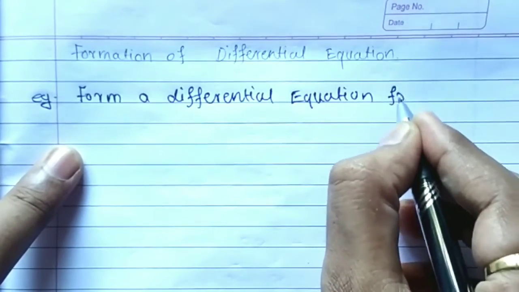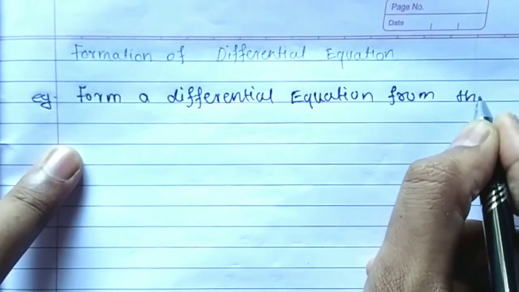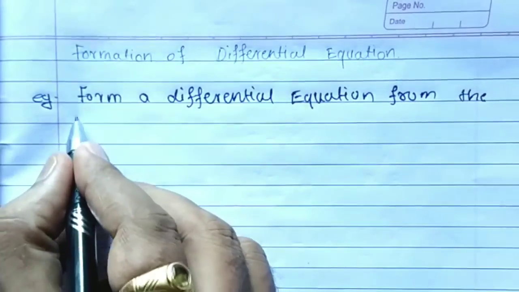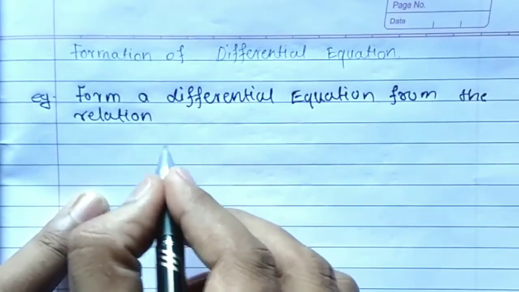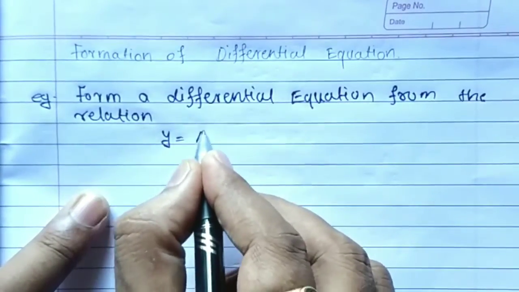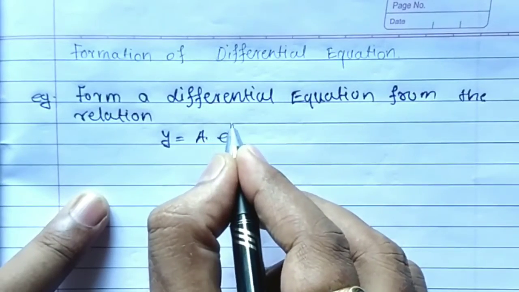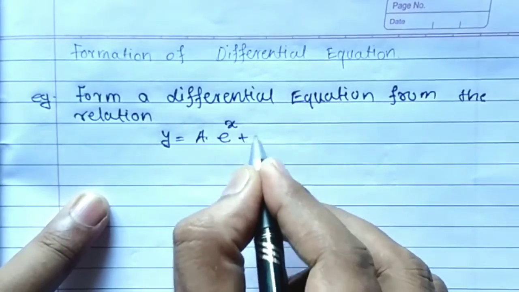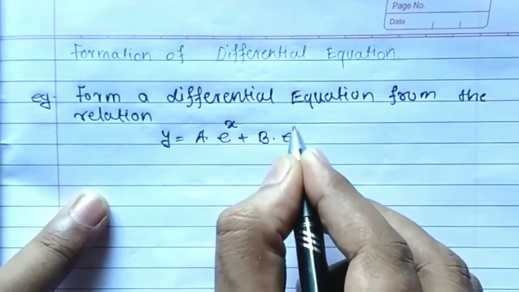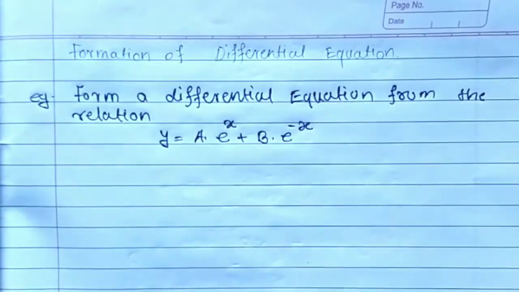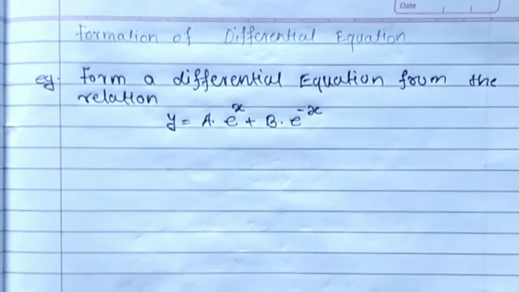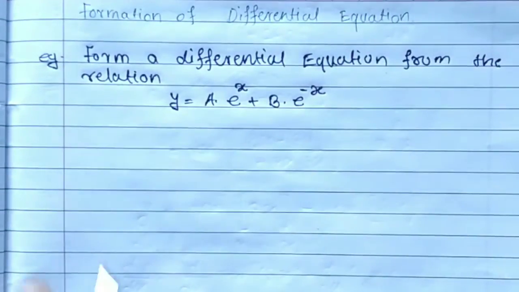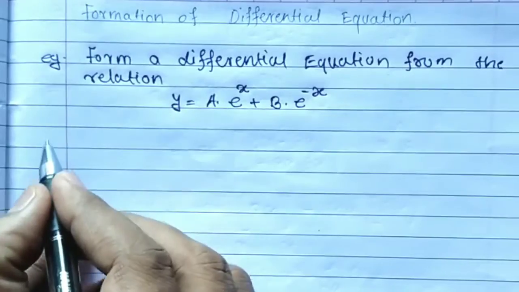The example is: form a differential equation from the relation. Here we have been given a relation y equals a times e to the power x plus b times e to the power minus x. So this is our example from which we need to form a differential equation. We will now work out the solution.